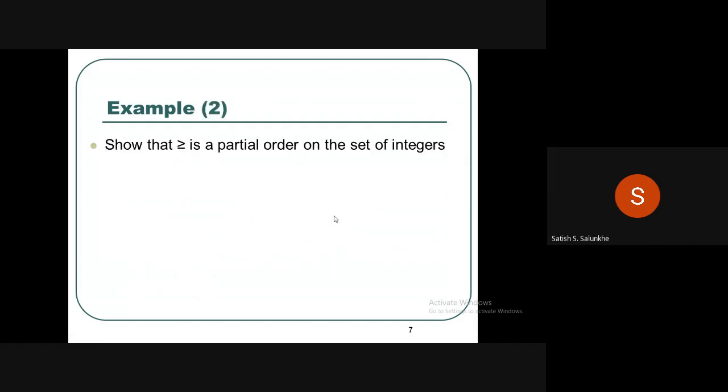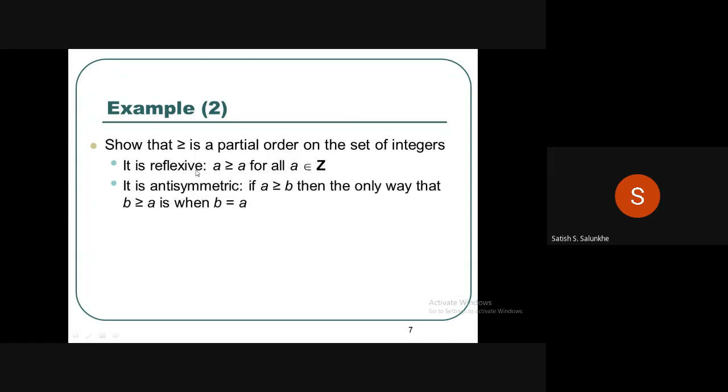Okay. Let us take some example. Greater than or equal to is a relation on the set Z. We want to check whether it is a partial order relation or not. Is this greater than or equal to relation on Z a partial order relation? What is Z? It is the set of integers. So for all elements A belongs to Z, you can see A is greater than or equal to A. Yes, it satisfies reflexivity, because each element is greater than or equal to itself. So the reflexive property is satisfied.